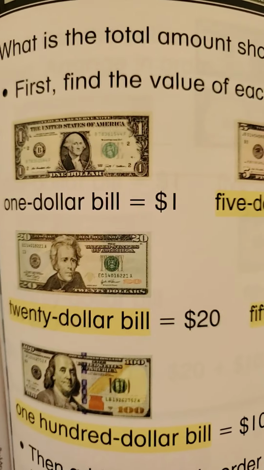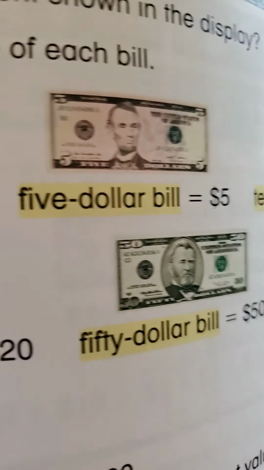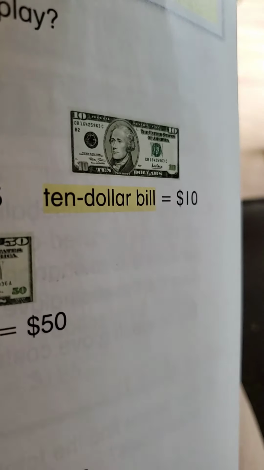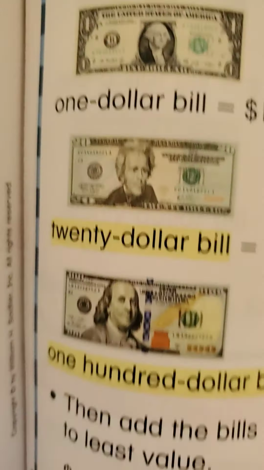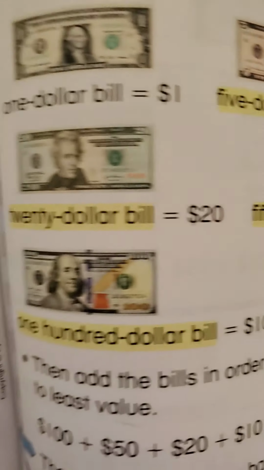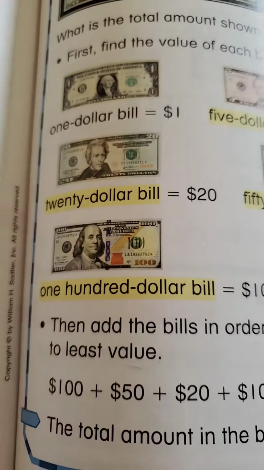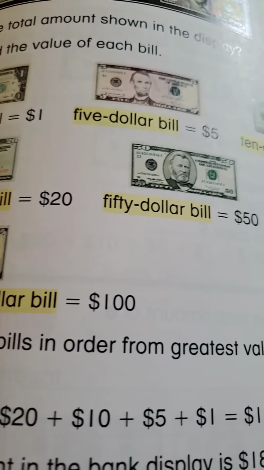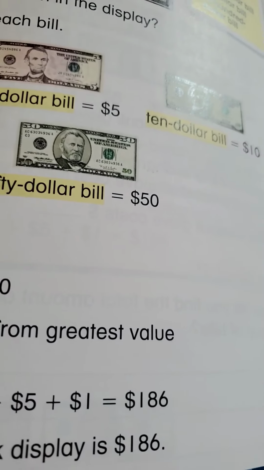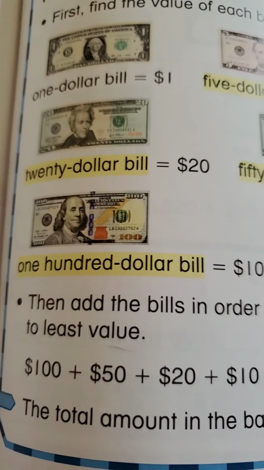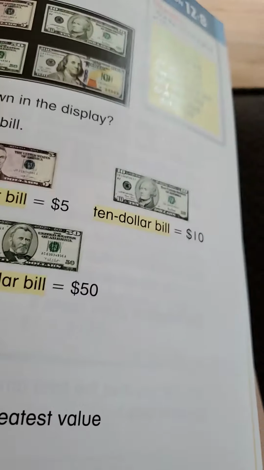First, you have to find the value. You have $1 plus $5, and look at the symbol for dollars, plus $10 plus $20 plus $50 plus $100. So you have to add them to find what the total amount is. 100 plus 50 plus 20 plus 10, 5 plus 1, and you add it all together, and you're going to get 186. That's the total amount of that bank display.